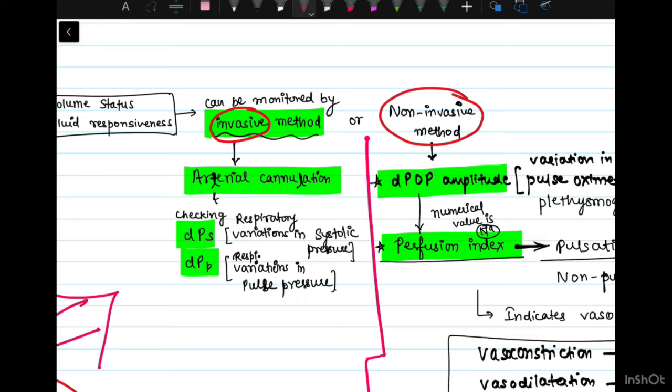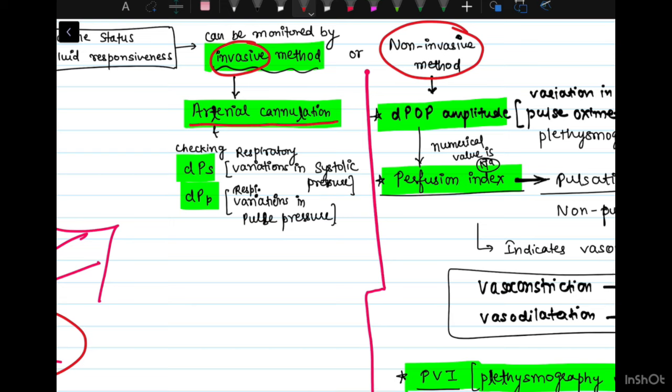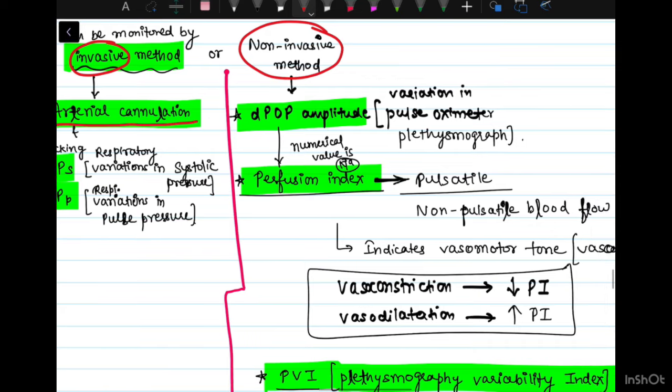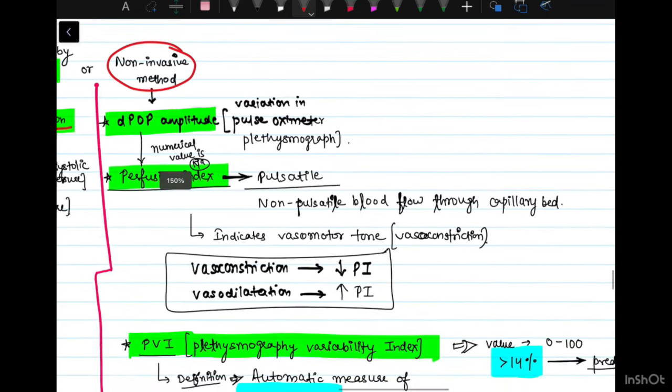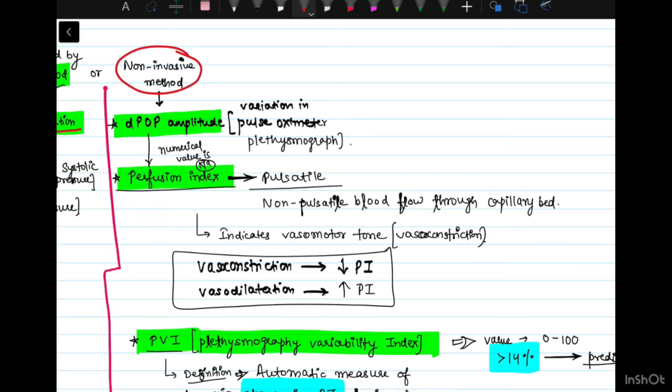In the invasive methods, the interpretation is very similar, because we put in an arterial cannula, and when we put in an arterial cannula, there will be a waveform again. Based on that waveform, the variations in the systolic pressure and the respiratory variations of the pulse pressure, you can see how much variation there is, and you can predict the fluid responsiveness. In itself, it's a big topic. It's very similar to the waveform analysis of the arterial cannulation.